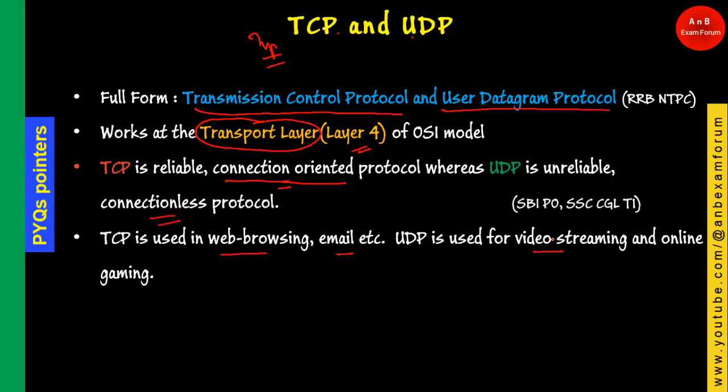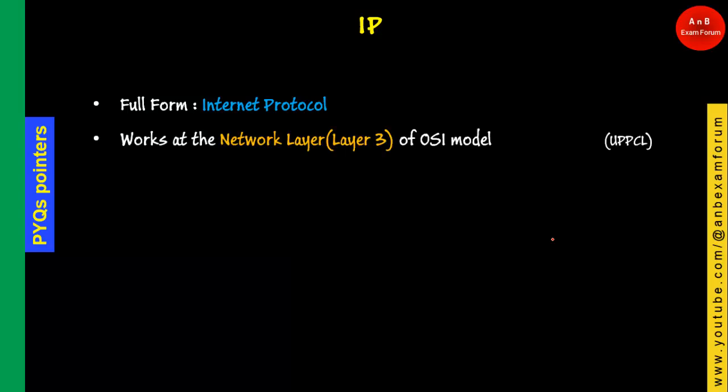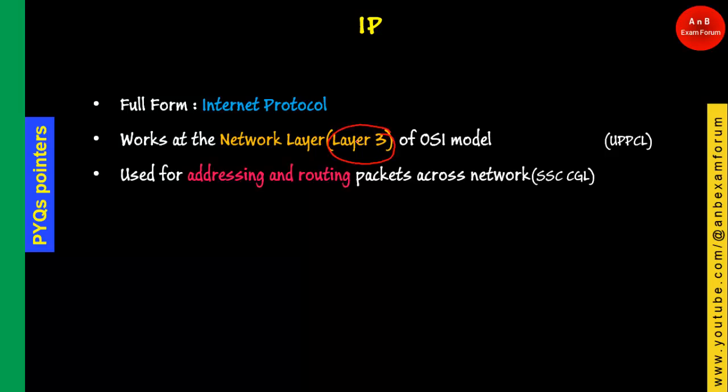Okay, since these are protocols, how they handle the data is very important for any network protocol. The next one is IP. It is Internet Protocol, and it works at the network layer, that is layer 3 of the OSI model. Okay, and basically the main purpose of the network layer protocol, that is Internet Protocol, is addressing and routing. So the address is basically given at the network layer through Internet Protocol.